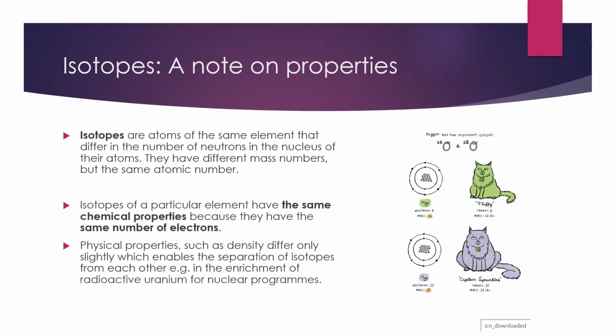Just a quick note on isotopes, and we've mentioned this before. When we talk about isotopes being different, they are the same element. They have exactly the same number of protons. They only differ by the number of neutrons that they have in the nucleus. So this means that as far as we talk chemically in terms of chemical properties, isotopes will have the same chemical properties because they have the same number of electrons. They only differ slightly in physical properties such as density.